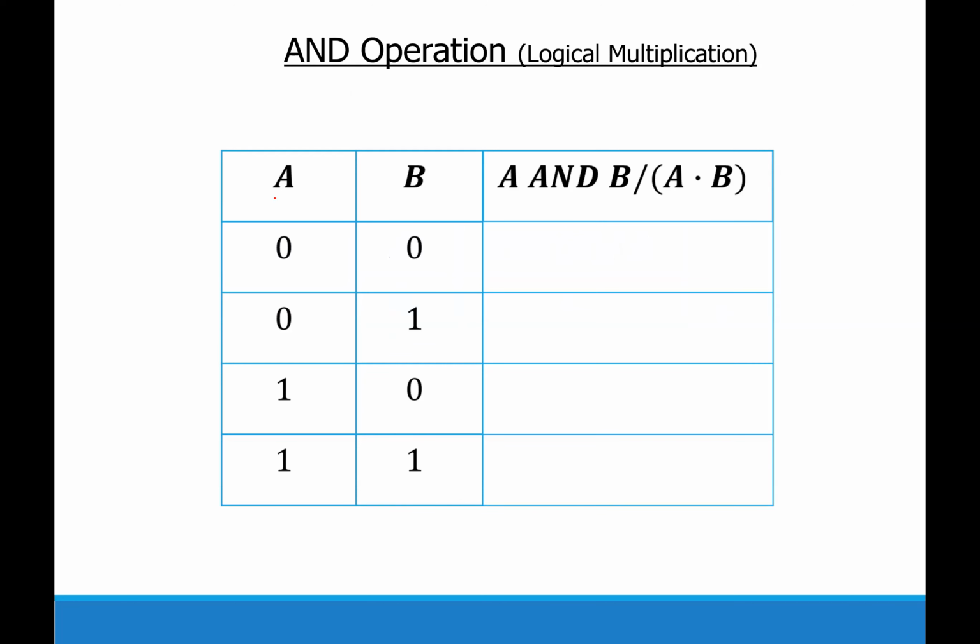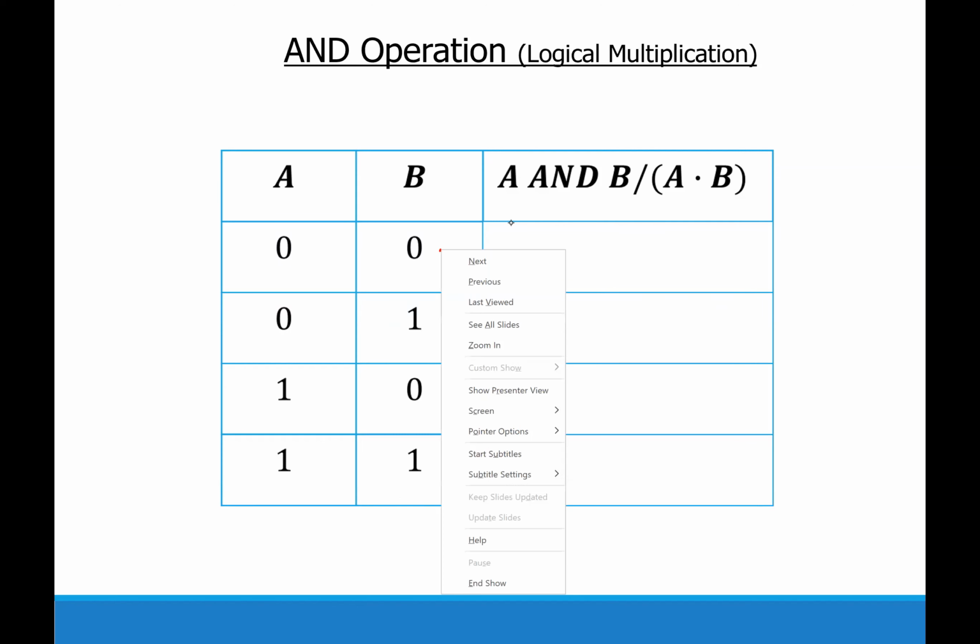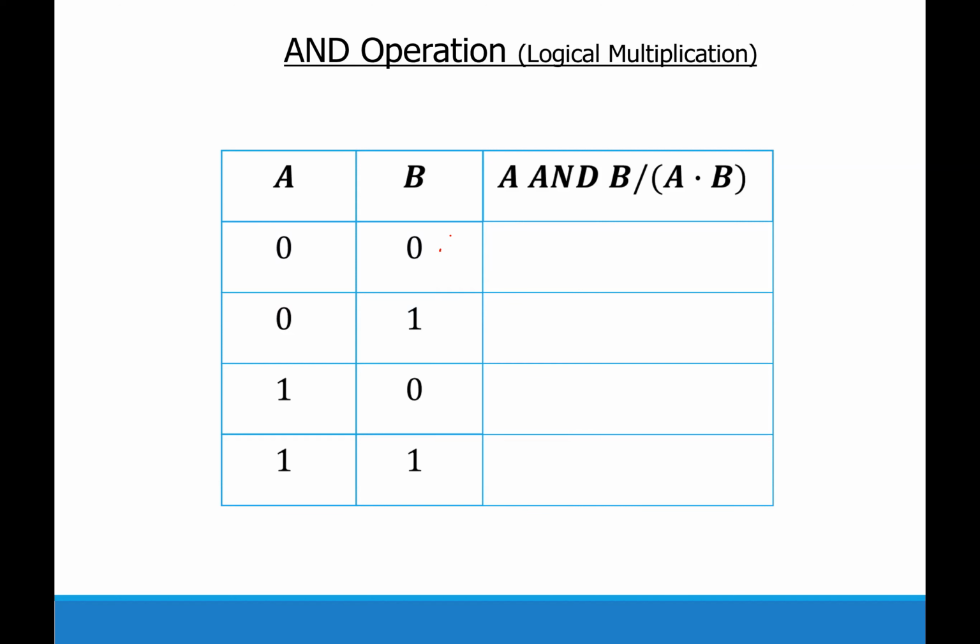Here, A is equal to 0, and also here, B is equal to 0. And in the next case, you can see A is also 0. We change B into 1. Right. And the next one, we change A into 1 and also B into 0. Then finally, both values are equal to 1. Okay.